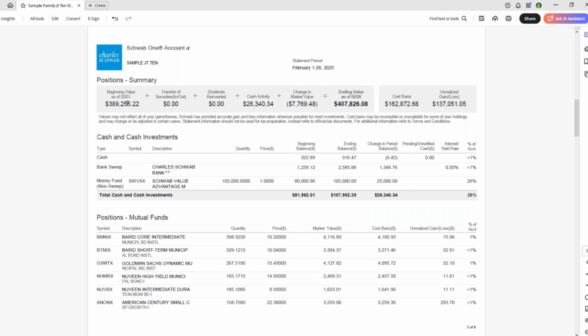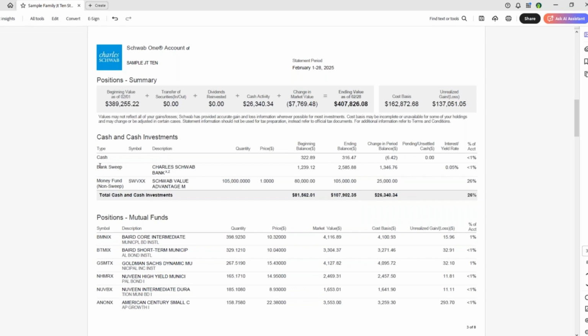So Schwab tries to do the math here for you on how it got to this value. So they had a beginning value of $389,000. We had some cash activity. We also took some money out of the account, which I'll tell you about, and we had a slight short-term unrealized loss in the market. So that ended up at $407,000 for them. This is where some of my clients get the most tripped up, is in the cash activity, and it's understandably why. I'll get into those details soon.